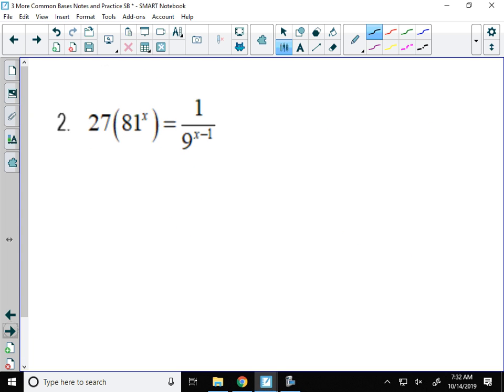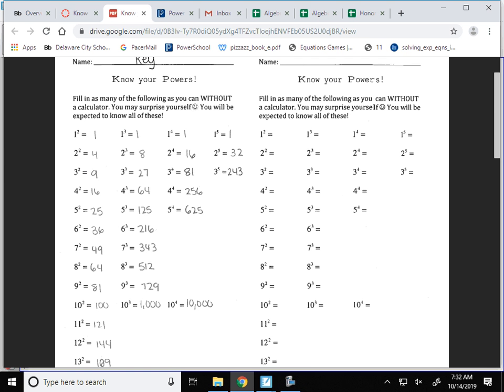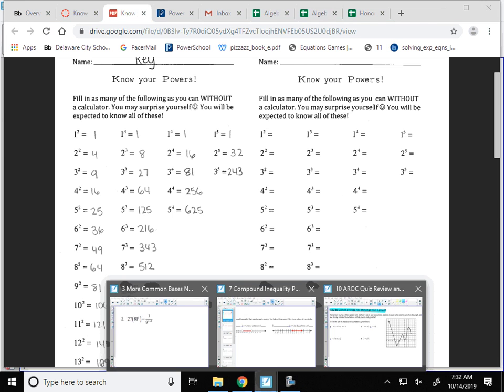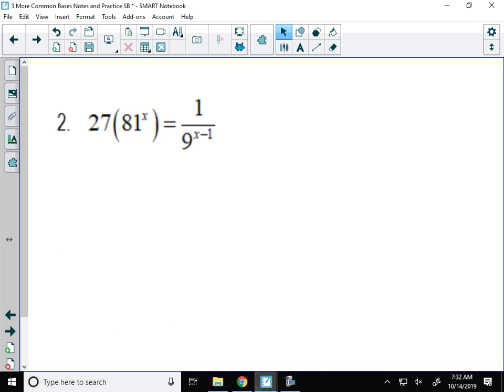All right, next one. Number 2, I have 27 times 81 to the x equals 1 over 9 to the x minus 1 power. Okay, so here's what we're going to do. Let's rewrite 27, 81, and 9 with common bases. Again, look at your common base chart. Where do I see 9, 27, 81? Well, they're all in the row here with the 3's: 3 squared, 3 cubed, 3 to the 4th. So let's rewrite each and every one of those bases.